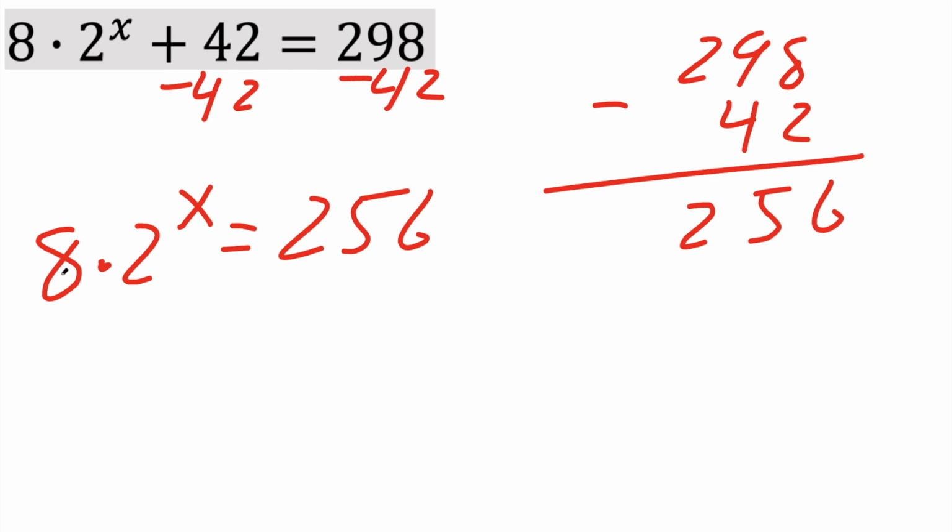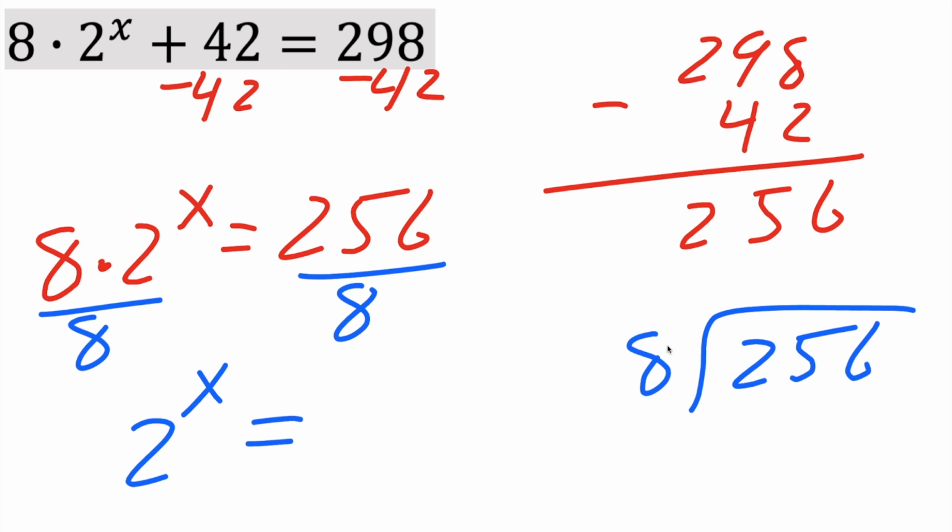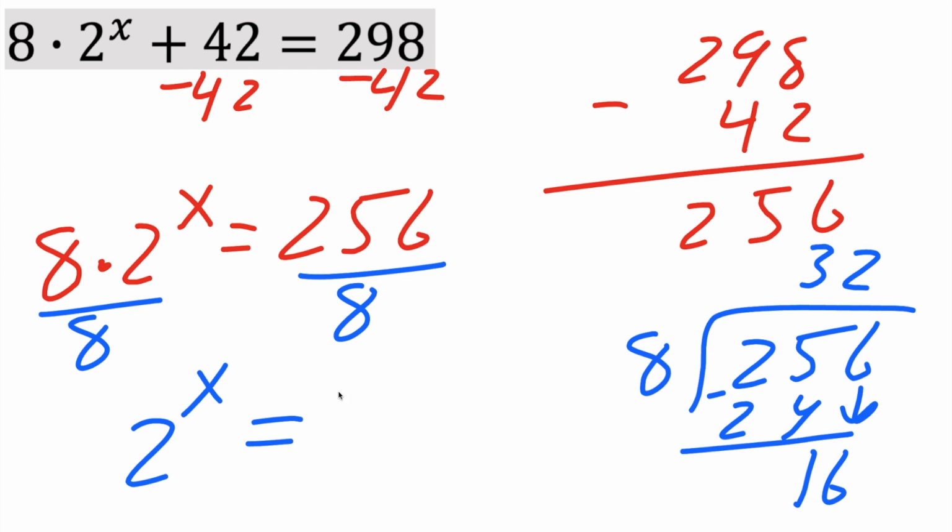Now we want to get rid of the 8 in front of the 2 raised to x because we want to keep our exponent piece by itself. So we're going to divide by 8, divide by 8. The reason we're dividing by 8, this is saying 8 times 2 raised to x, and the opposite of multiplication is division. So we get ourselves 2 raised to x is equal to, we can do old-fashioned division, not a problem. How many times does 8 go into 25? 3 times. You get 8 times 3 is 24. We subtract. 25 minus 24 is 1. Bring down the 6, so you get 16. How many times does 8 go into 16? 2. So we get 32.